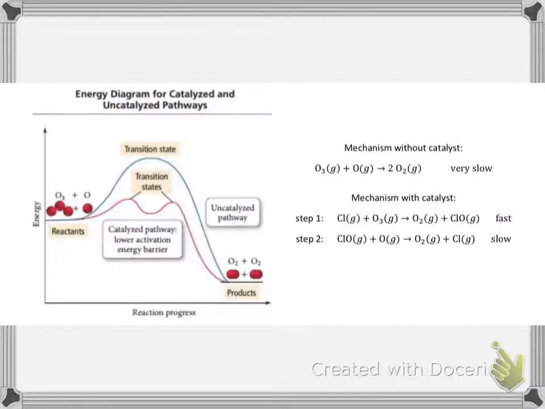So here you have ozone gas reacting with an oxygen gas atom to produce two oxygen gas particles. Well, this is super slow. It's got a really high activation energy. But if you add a catalyst, so the catalyst in this case will be a single chlorine gas atom, then now we have a two-step mechanism.